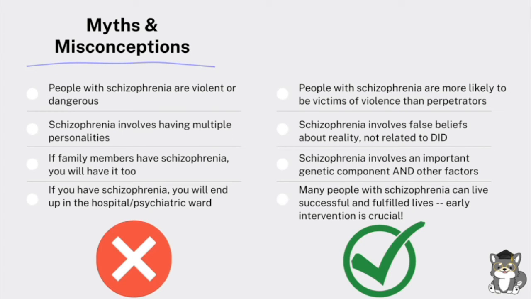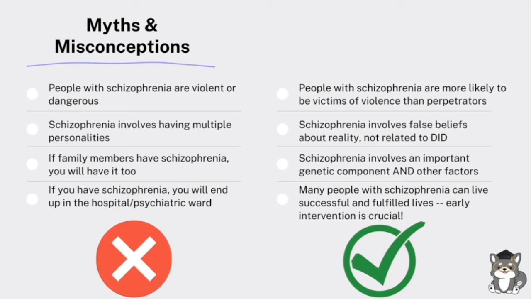So Ali talked a bit about that stigma, and a lot of stigma comes out of and results in these myths and misconceptions surrounding schizophrenia, and we'll talk about just a few today. So one of the most prevalent and harmful myths about schizophrenia is that people with schizophrenia are all violent or dangerous. This is not true. In fact, people with schizophrenia are much more likely to be victims of violence than perpetrators.